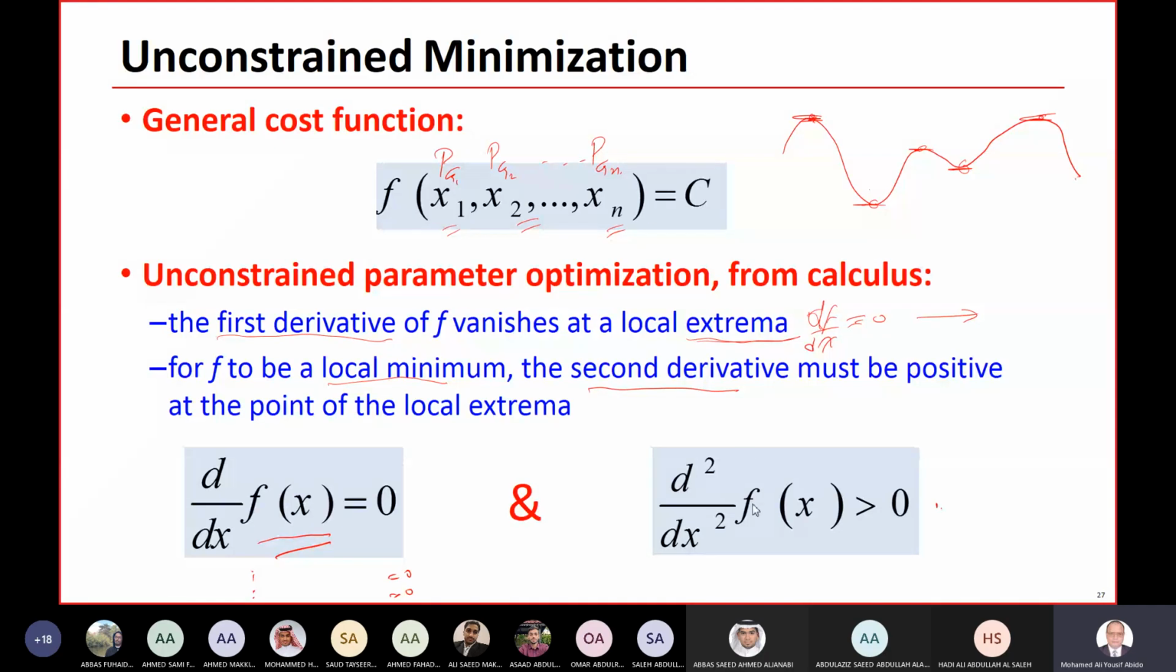If the second derivative equals 0, that means this point is a reflection point or inflection point. So you may have the function as such. The derivative here equals 0. The second derivative also equals 0, but this point is not local maxima or local minima. It is an inflection point, as we discussed earlier.